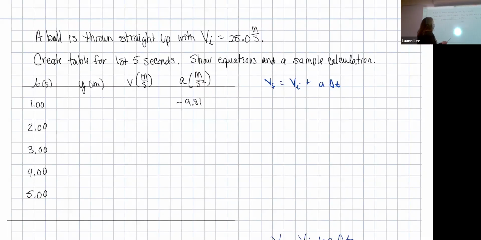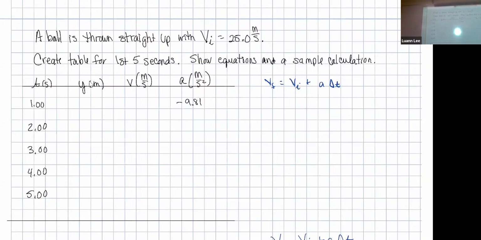So you're looking for VF, and that's going to go in V? Yes. Okay, I just didn't know what V stood for, if it was VI or VF. It's the velocity at this time. This would be the velocity at 1 second, velocity at 2 seconds. And then at 1 second, here's its position, and here is its velocity.